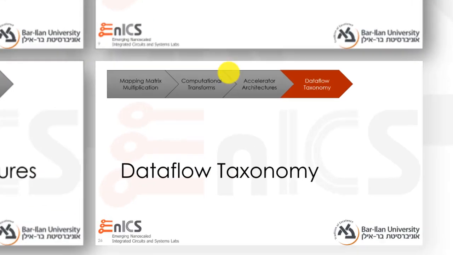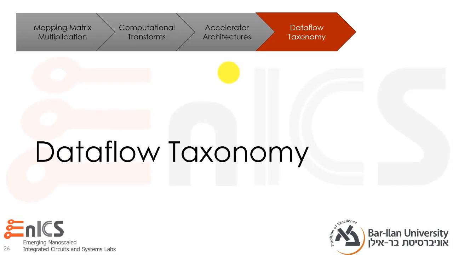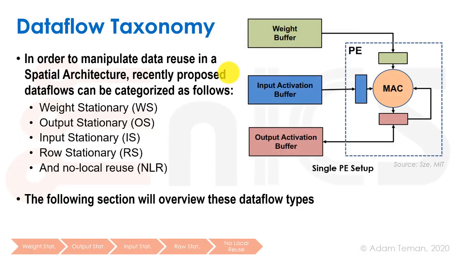And that brings us to the last section of our lecture, and the longest section, which is about data flow taxonomy. To manipulate data reuse in the spatial architecture, which we showed above, there's a categorization into about 5 types of data flows that can be used: weight stationary, output stationary, input stationary, row stationary, and no local reuse.